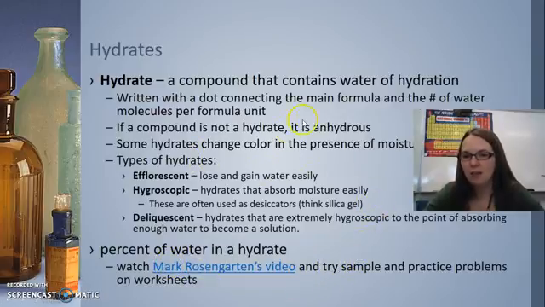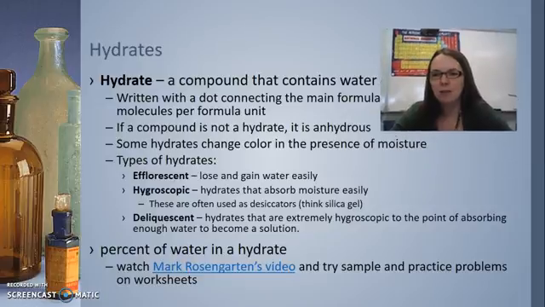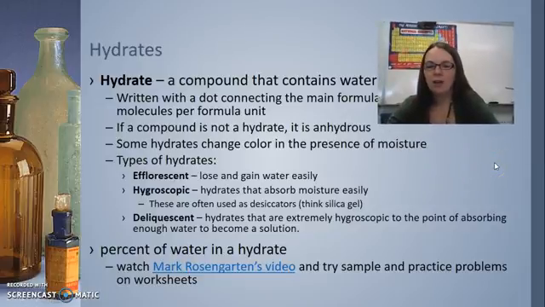If it's not a hydrate, it's called anhydrous. So the opposite of a hydrate is anhydrous. Some hydrates will actually change color whenever they're wet, and that's a use of them, is that they can be used to tell you if water is present.